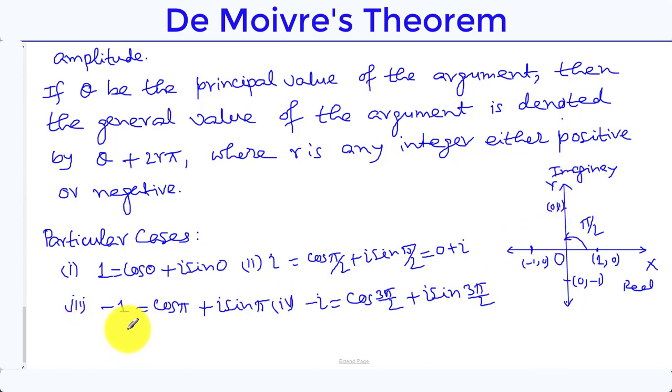Number 3: −1 is equal to cos π + i sin π. Here the angle is π.